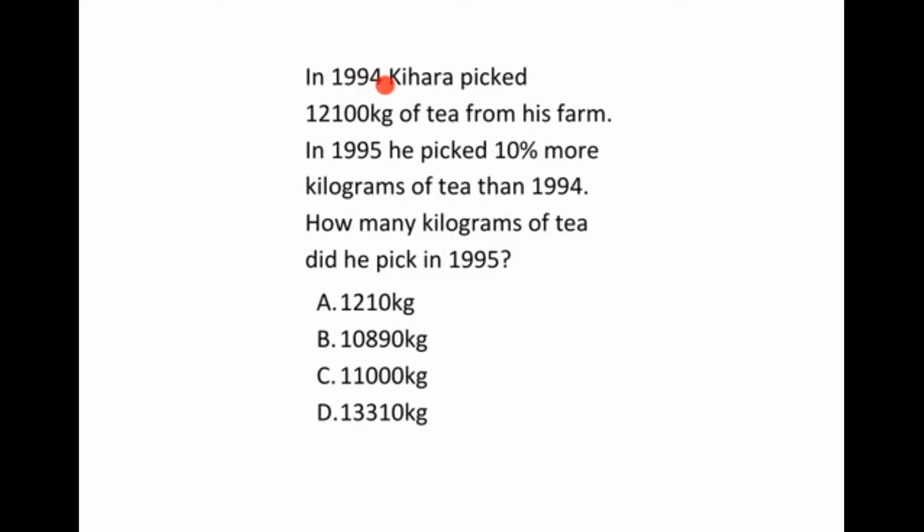In 1994, Kihara picked 12,100 kilograms of tea from his farm. In 1995, he picked 10% more kilograms of tea than 1994. How many kilograms of tea did he pick in 1995? We are told that in the year 1994, Kihara picked 12,100 kilograms of tea. In 1995, he picked 10% more kilograms of tea than 1994. Therefore, we can proceed as follows. Solution.